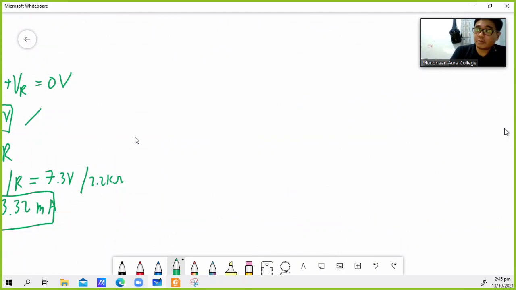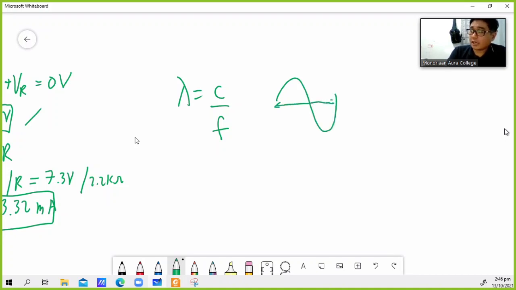Remember, we have a formula to determine the wavelength. Lambda is equal to C over F. Wavelength is the length of one wave. So for example, this is our sine wave. If we measure it in terms of meters, that is called the wavelength, the length of one wave. So that's equal to C over F.